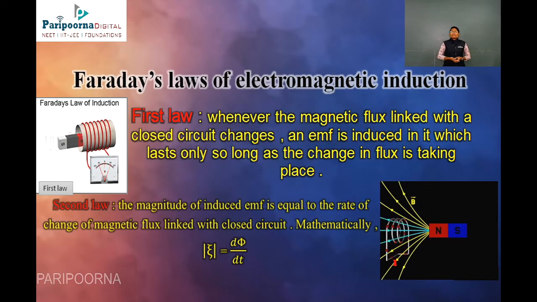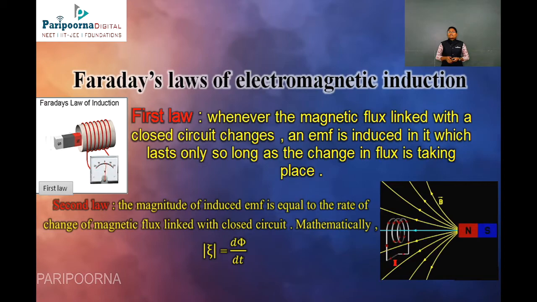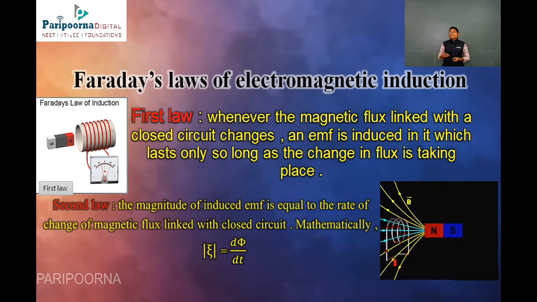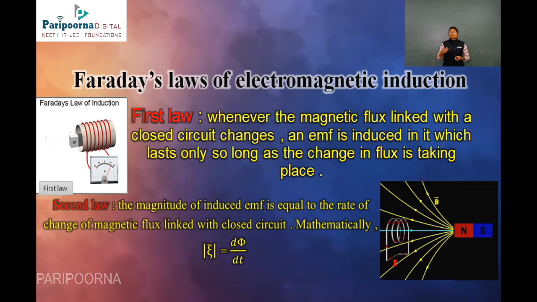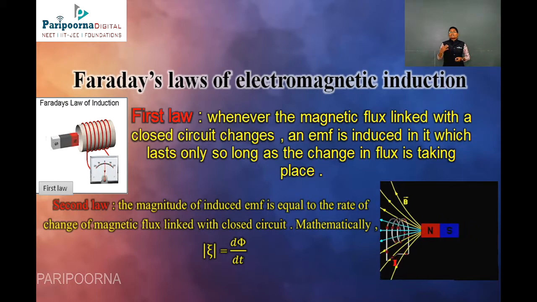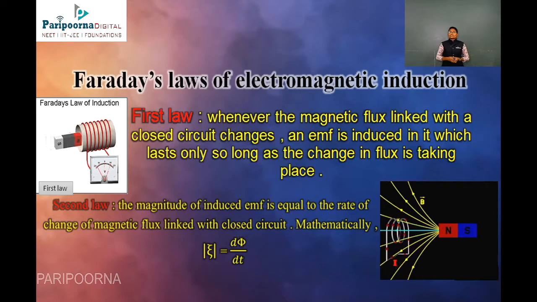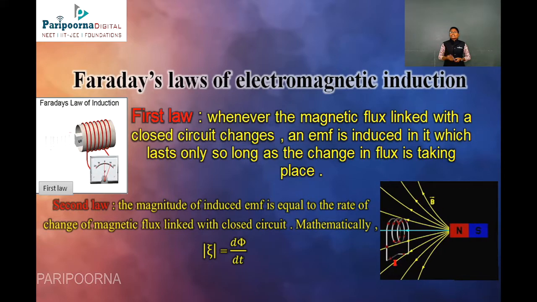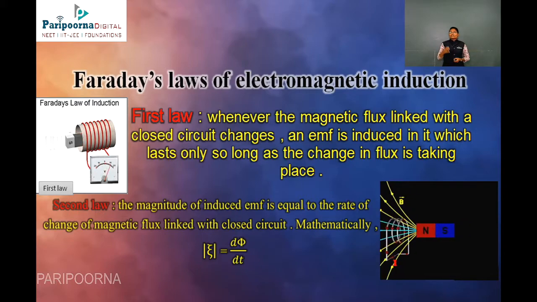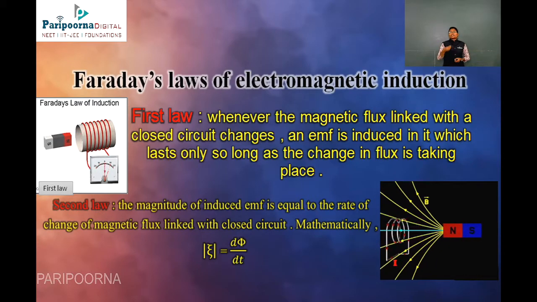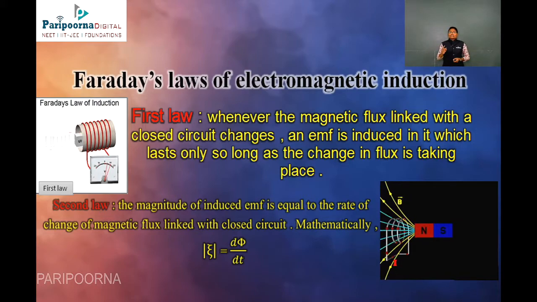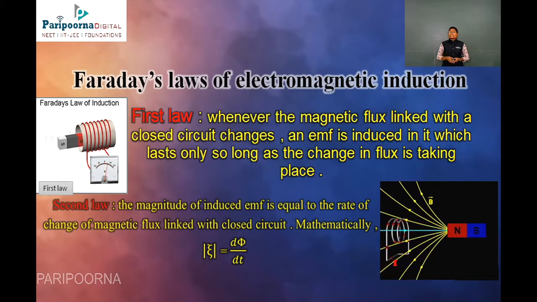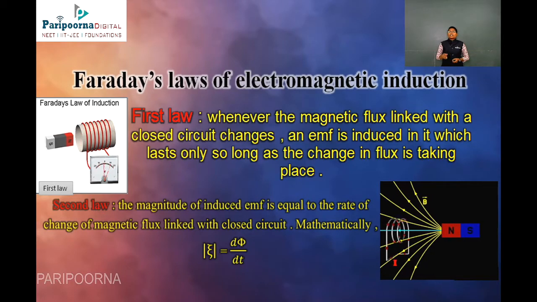Faraday's laws of electromagnetic induction. Michael Faraday gave two laws. The first law: whenever the magnetic flux linked with a closed circuit changes, an EMF is induced in it, which lasts only so long as the change in flux is taking place. The second law: the magnitude of the induced EMF is equal to the rate of change of magnetic flux linked with the closed circuit. It is represented mathematically as the induced EMF E equals d phi by dt.